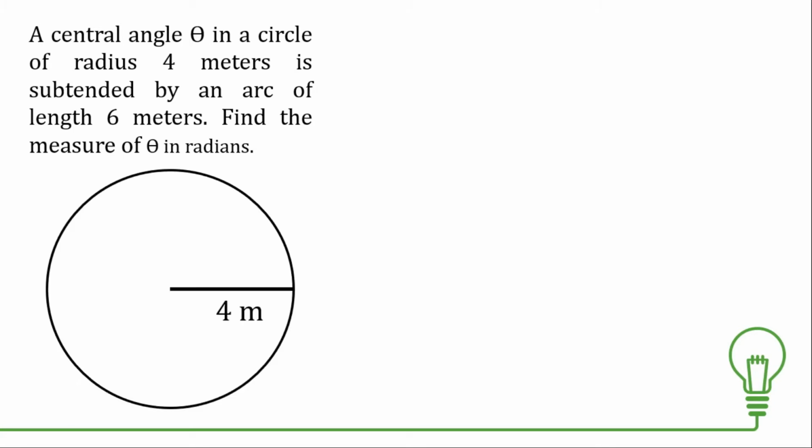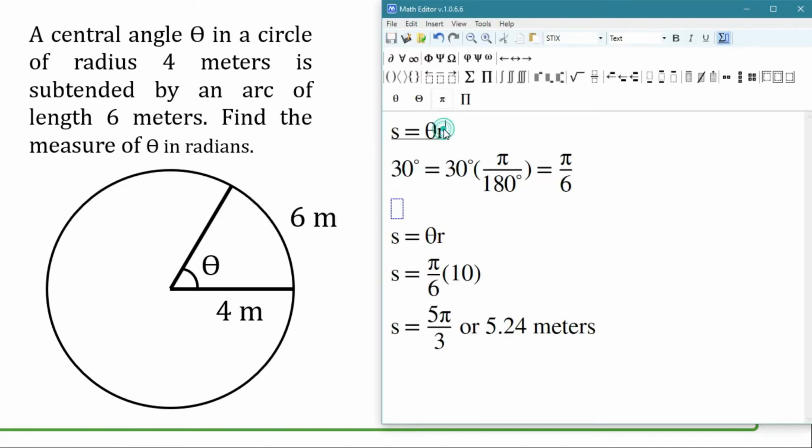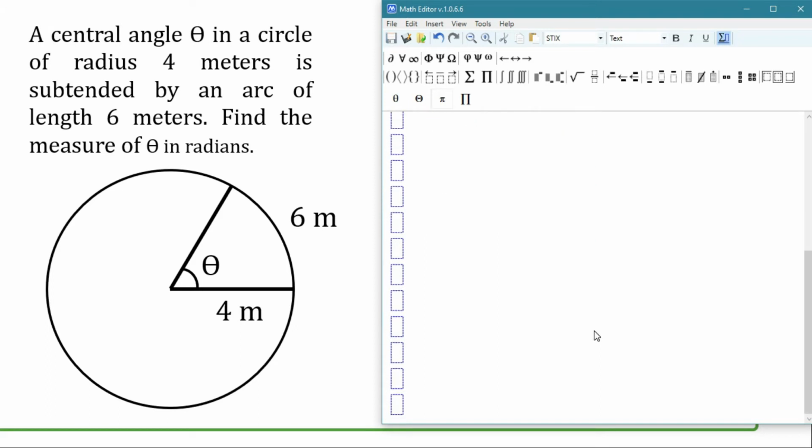We are given a circle with a radius of 4 meters, and the arc length that is subtended by the central angle theta measures 6 meters. So what we are looking for is the measure of the angle here. Of course, we are going to use the formula for the arc length, but we will manipulate it to get the value of theta, or the angle measure.